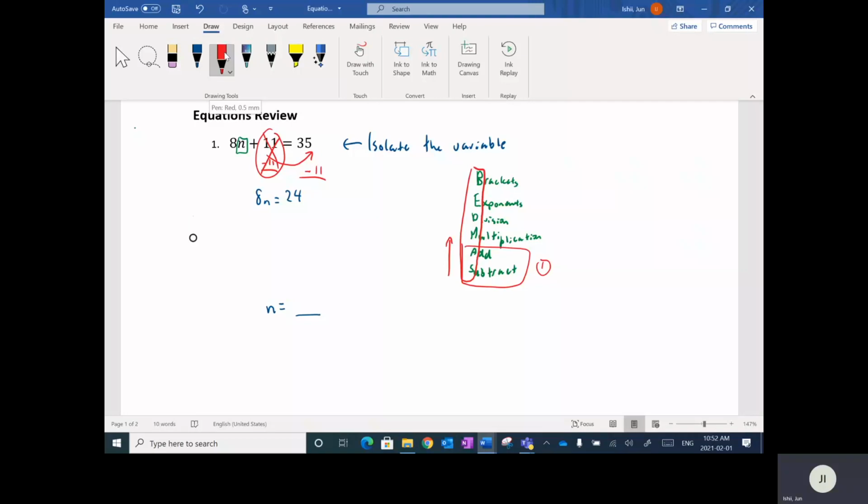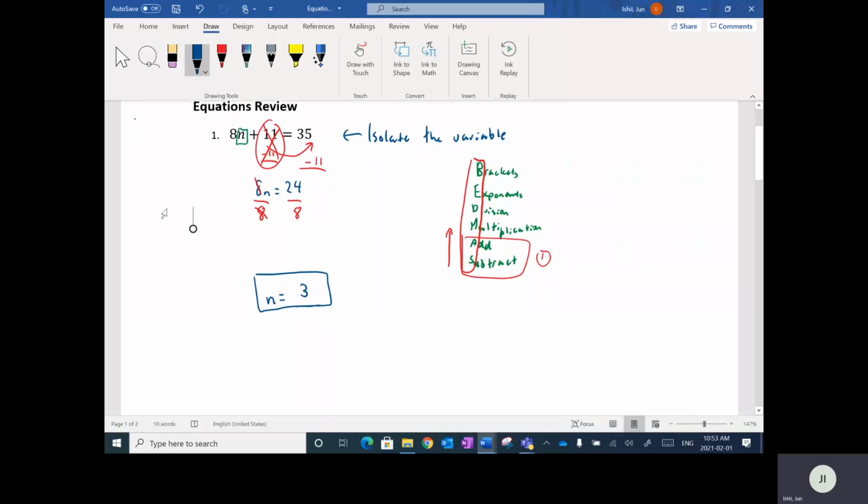Once we've done that, the next step is to look at what we have left. We have 8 times n equals 24. We want to do the opposite of multiplying, which is to divide. So we divide both sides by 8, and this 8 will cancel with this 8. We're left with n equals 24 divided by 8, which is 3. This is our answer.